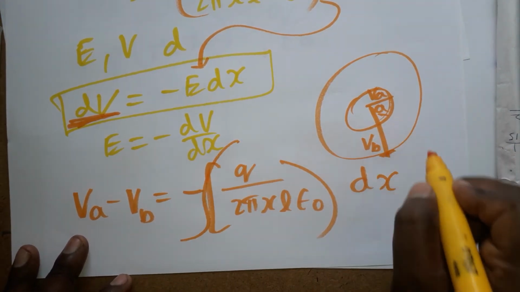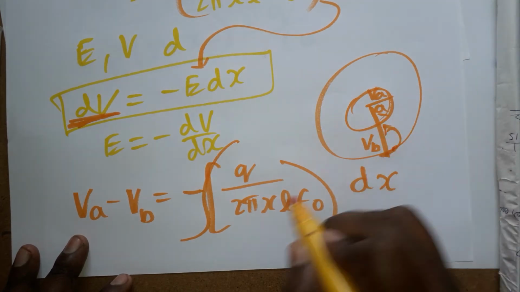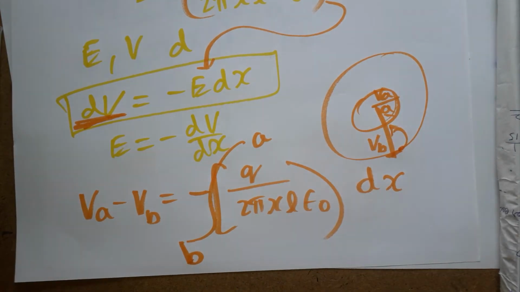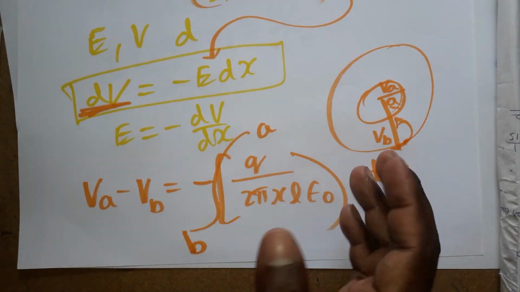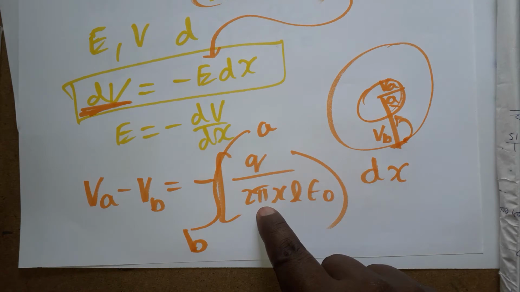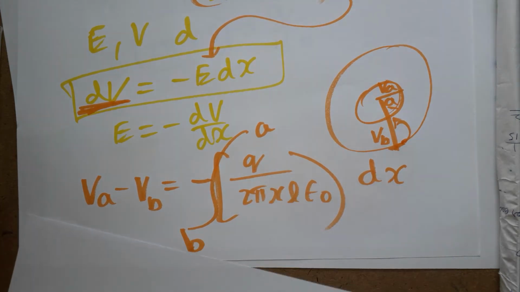Okay, in case the charge is brought from infinity to a point, here I am bringing the charge from b to a, so the integration limit we got is b to a. So far we got this equation. Inside the equation, whatever is constant you can take outside, the constant value q divided by 2 pi epsilon naught L. Except x, everything is a constant.